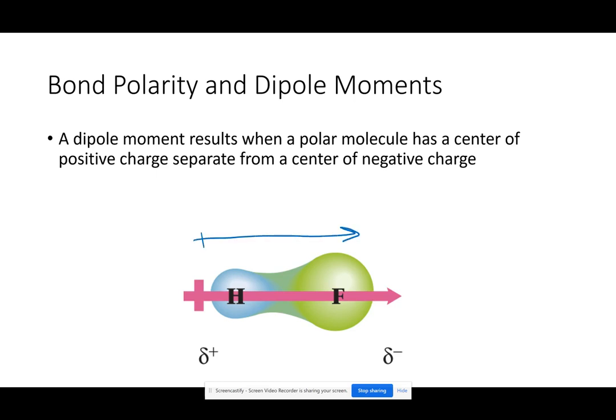and you can draw it like that when you make a plus sign on the positive and then the arrow points towards the negative. So the plus sign really goes on the side with the less electronegative element, and the arrow points at the more electronegative element.